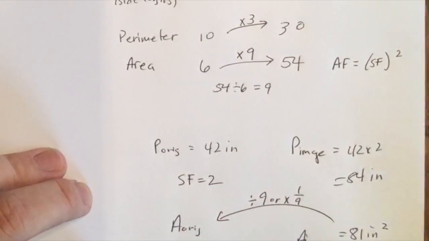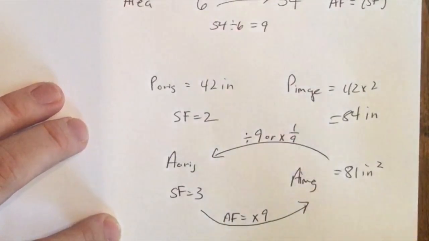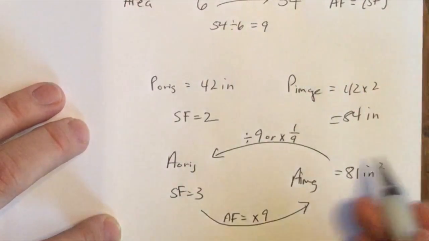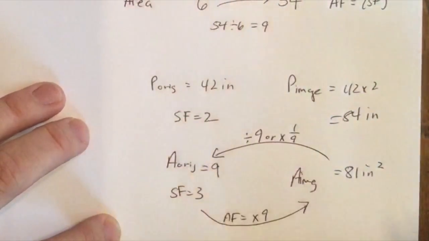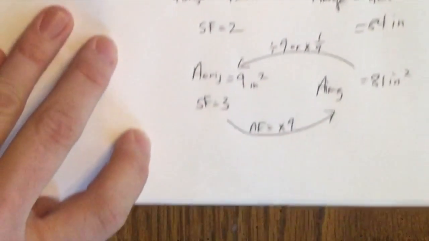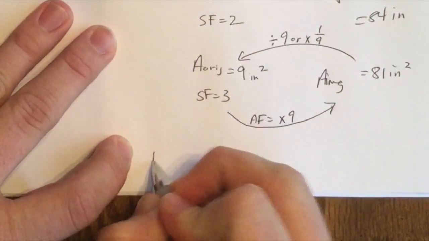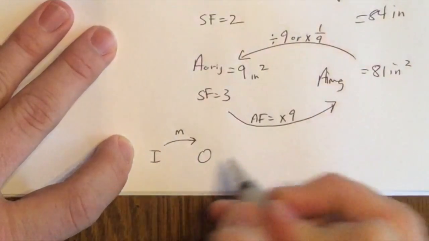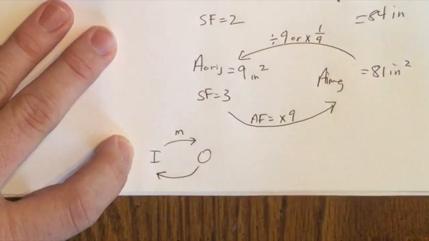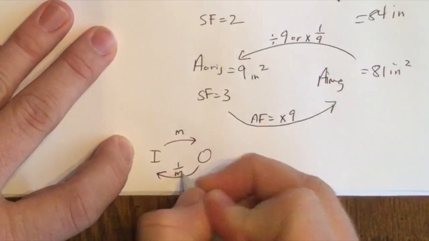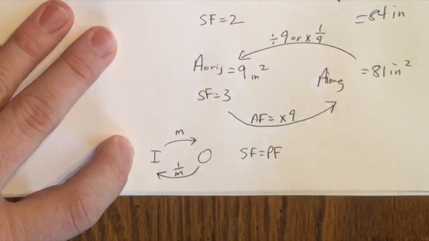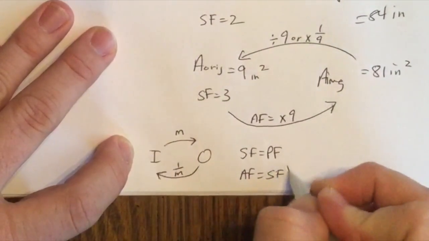There's the other relationship that we needed to remember. If the scale factor going one way is 9, the other way is its reciprocal, or 1/9. So 81 divided by 9 is going to give me the area of 9 inches squared. So the big things we need to remember as we go through this section: if from the original to the image the scale factor is some variable, let's call it m, going the opposite way is going to be 1 over m. They are reciprocals. The scale factor is equal to the perimeter factor, and the area factor is equal to the scale factor squared.